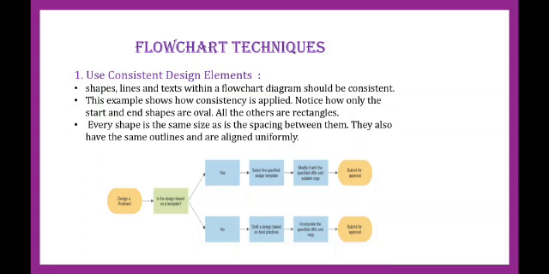So we have start and end shapes which are oval, and all the remaining shapes are rectangular. Each shape is the same size, has spacing between them, has the same outline and is aligned uniformly. Using this consistency eliminates unnecessary distraction and makes the data flow or workflow very easy to follow.